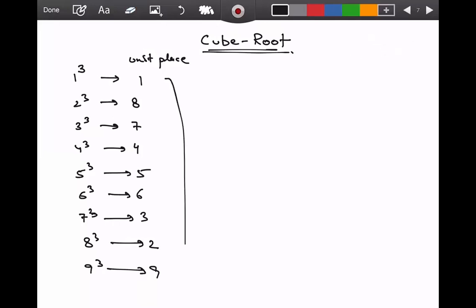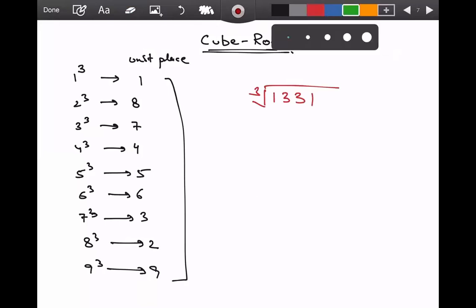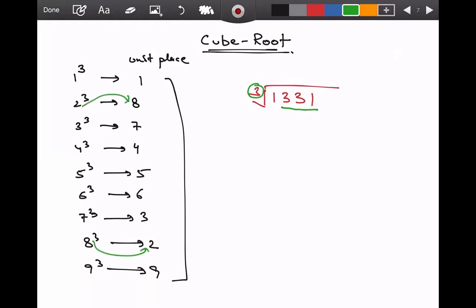So suppose we have 1, 3, 3, 1. Cube root is very, very, very easy. So we have 3 here. This time we will underline 3 digits. And all you have to remember is that 2 gives us 8. So 8 gives us 2. 3 gives us 7. So 7 gives us 3. Rest all are same.